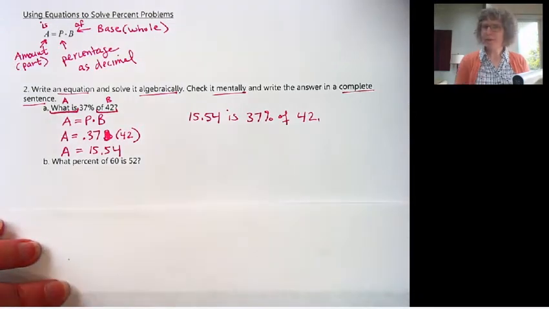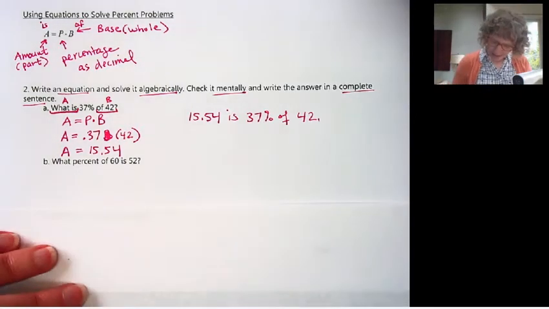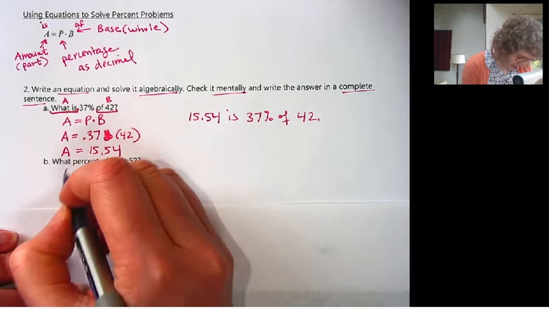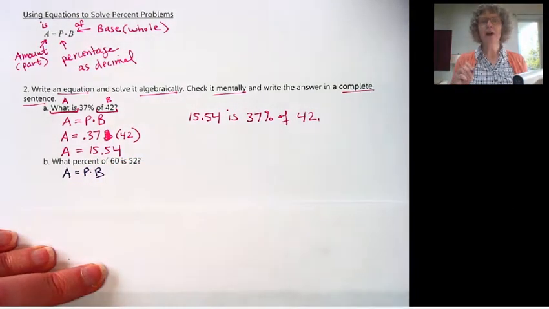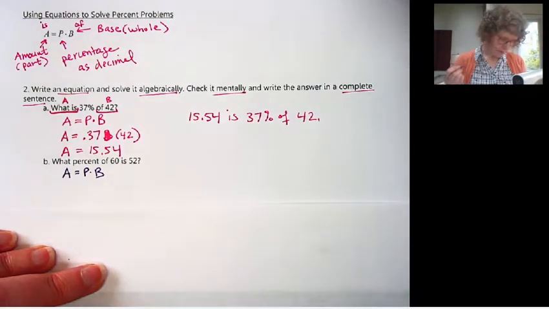Okay, let's try one where we actually have to solve this time. Same setup, A equals P times B, and we're going to figure out what we're given. Is it A, P, or B? We have to be given 2 out of the 3, and we solve for the third one.